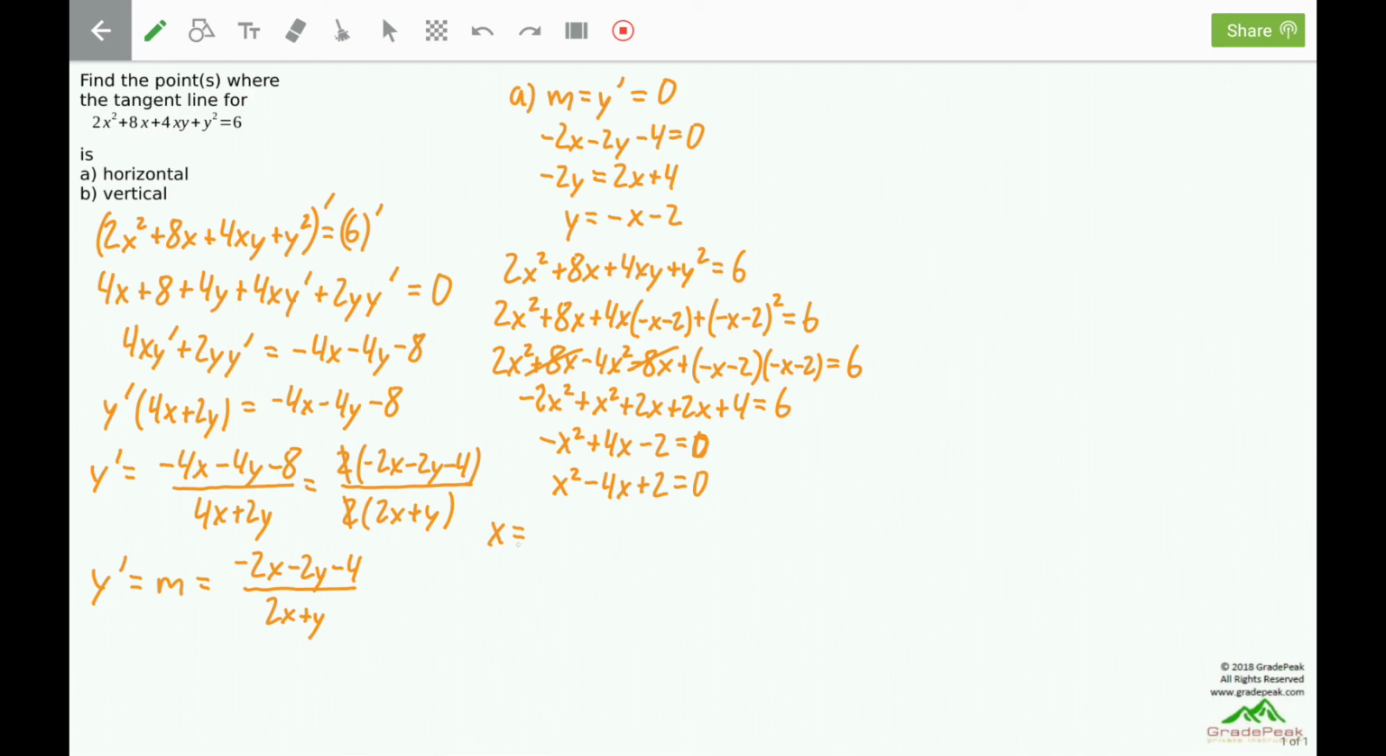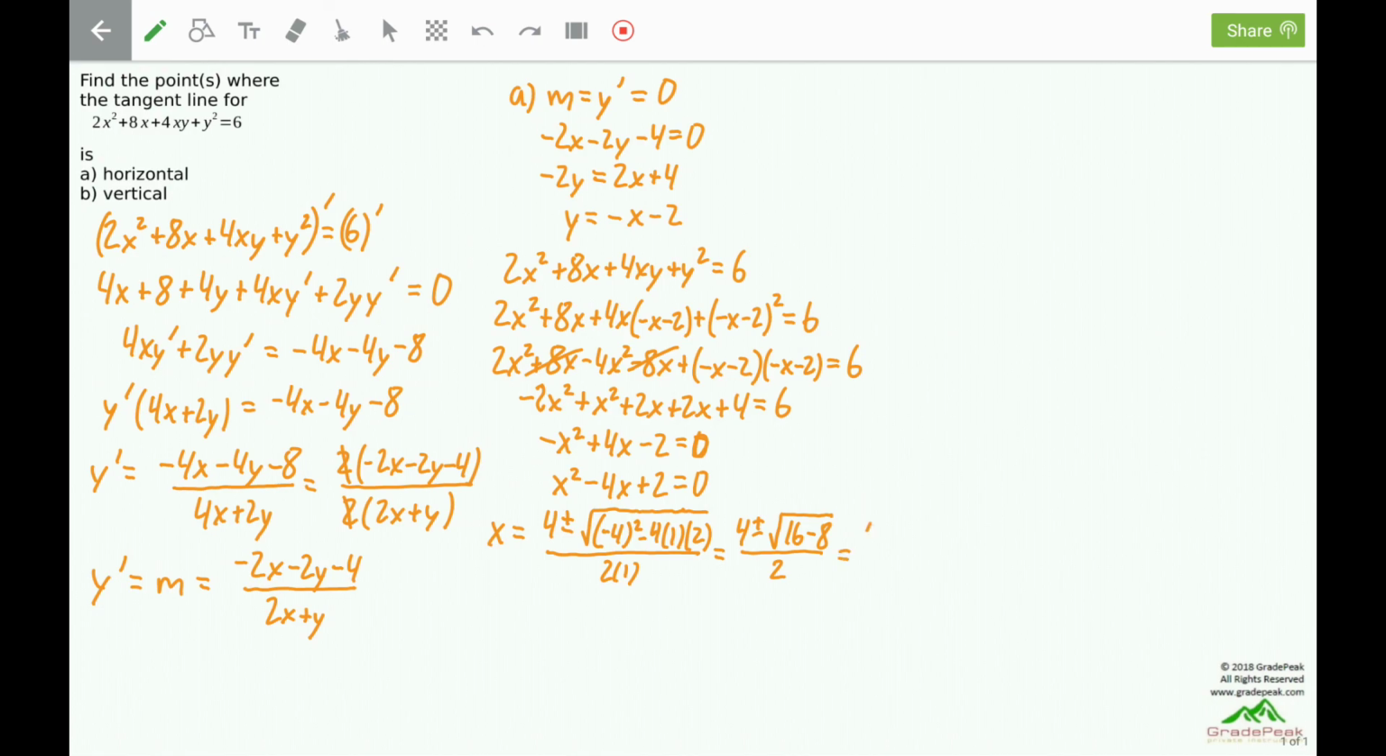The quadratic equation says x will be the negative of whatever b is, so that'll give us a positive 4, plus or minus the square root of the b squared minus 4 times a, which is a 1, times c, which is a 2, all over 2 times a, 2 times 1. So we have 4 plus or minus the square root of negative 4 squared is 16, and then a minus 4 times a 1 times a 2 is a minus 8, all over 2.